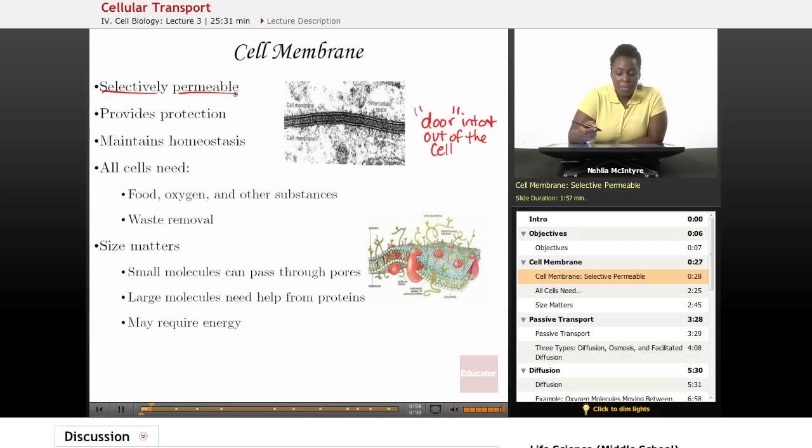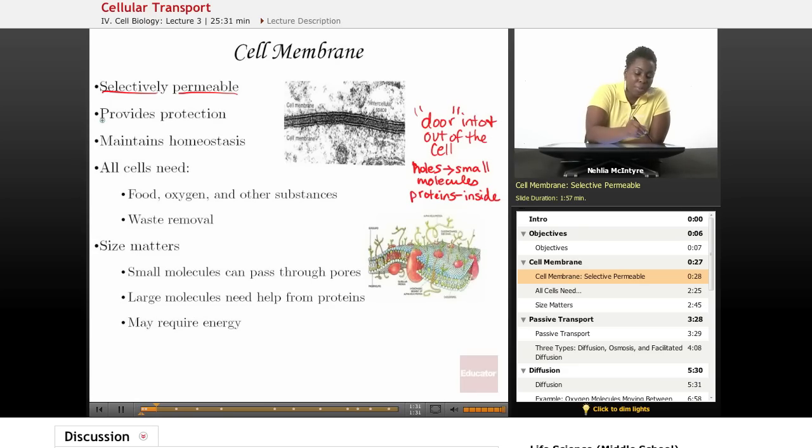The cell membrane has different pores or small holes that allow very small molecules inside. And it also has proteins that help other molecules to go inside. But again, each of those different molecules has to fit a certain criteria.